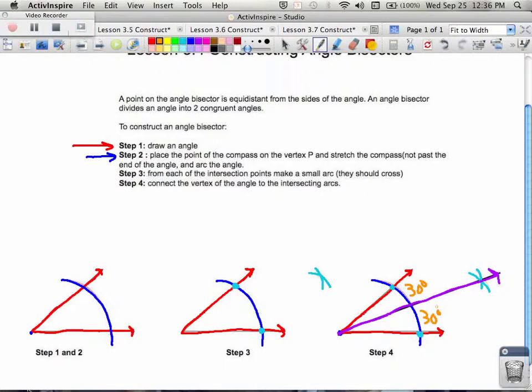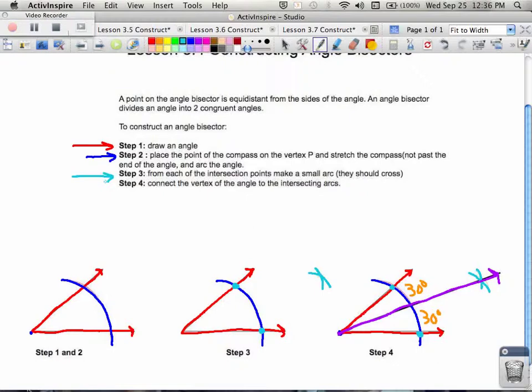So step one, draw an angle, or it will be provided. Step two, place the point of your compass on vertex P and stretch out the compass, probably past halfway, for sure not past the end of the angle, arc it. Step three, from each of the intersection places, make an arc out in space. Your compass is already stretched out, so you shouldn't have to re-stretch it.